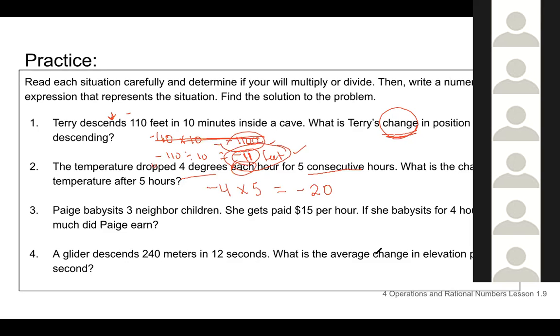All right, let's try this third one. It says, Paige babysits 3 neighbor children. She gets paid $15 per hour. If she babysits for 4 hours, how much did she earn?